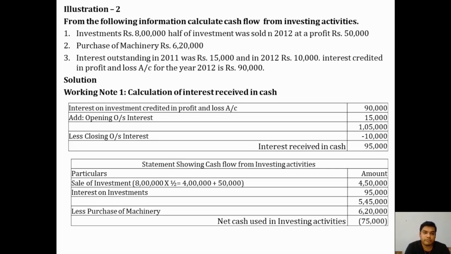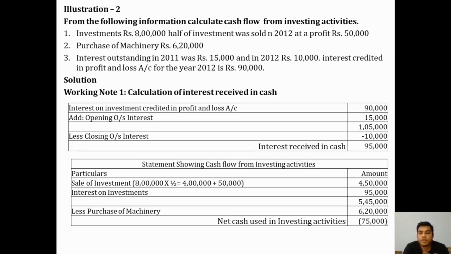The next is purchase of machinery, 6 lakh 20,000. So in this situation, the sale has been done for 4 lakh 50,000, and the purchase of machinery has been done for 6 lakh 20,000. Let's see one more adjustment as well. That is, interest outstanding in 2011 was 15,000 and in 2012 it is 10,000 rupees. Interest credited in profit and loss account for the year 2012 is 90,000. So the previous year outstanding interest is 15,000, current year outstanding interest is 10,000, and the interest credited to profit and loss account is 90,000.